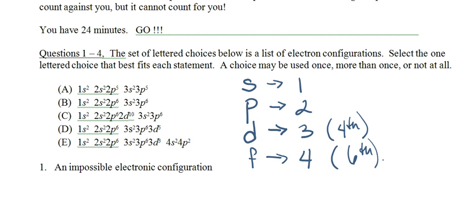So when we look at our choices, I see that we have a 2d orbital. In the 2nd energy level, we have s and p. We do not have any d's because d's are introduced in the 3rd energy level. Okay, so for number 1, C is the best answer.